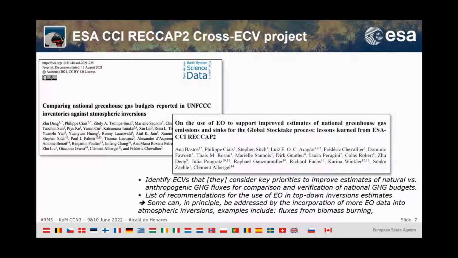So they've made a list of recommendations for the use of top-down and for the use of Earth observation in top-down inversions estimates. And in principle, some of those recommendations can be addressed by incorporating more Earth observation data into atmospheric inversion. And examples include fluxes from biomass burning. So there we are, biomass.